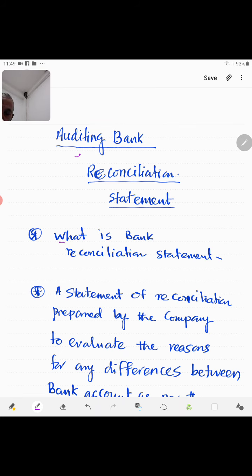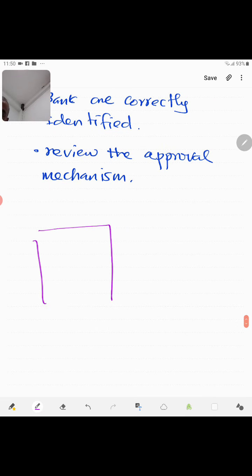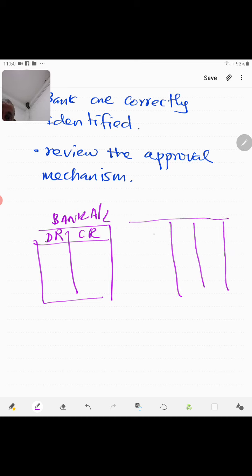Before we audit the bank reconciliation statement, we need to know exactly what a bank reconciliation statement is. A bank reconciliation statement is a reconciliation exercise. Now, let's say this is our bank account, which has a debit and credit, and we also have a bank statement that has deposits, withdrawals, and the balance. So this is the bank statement.